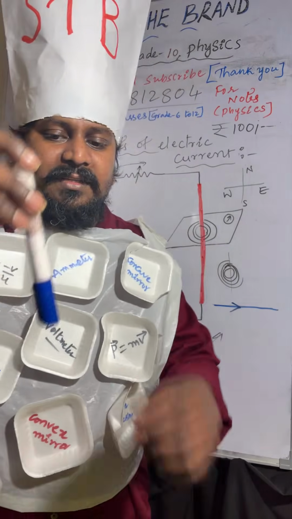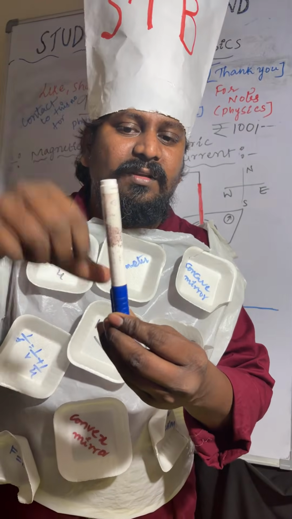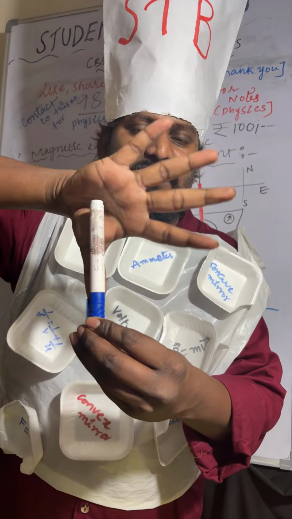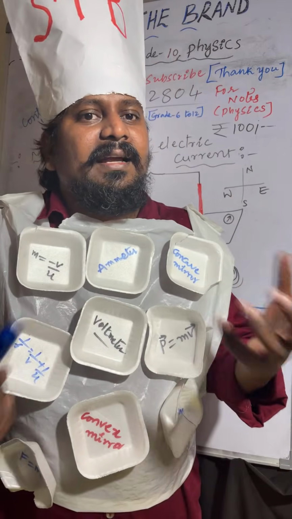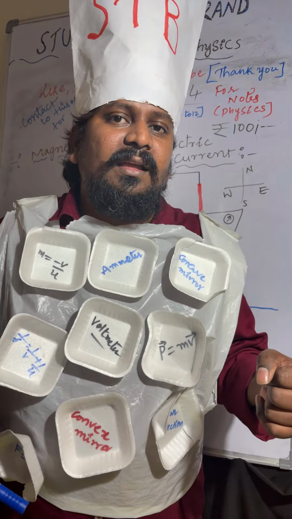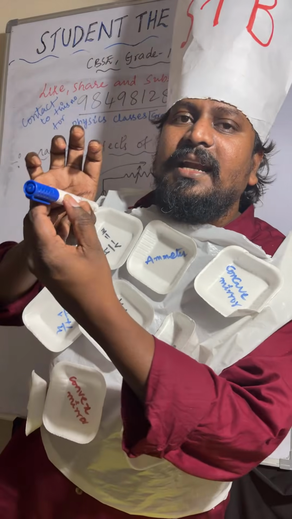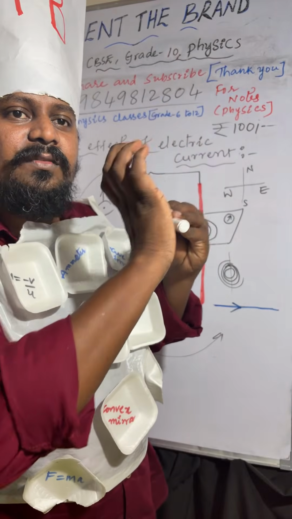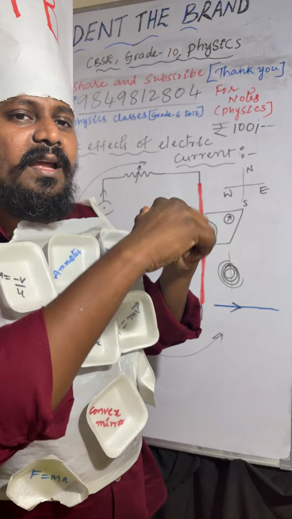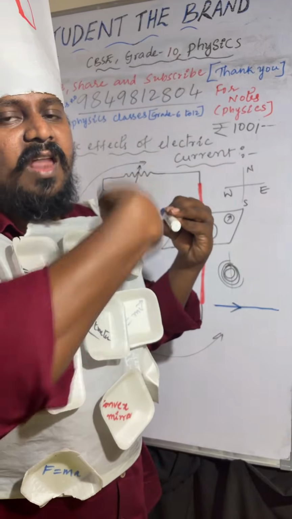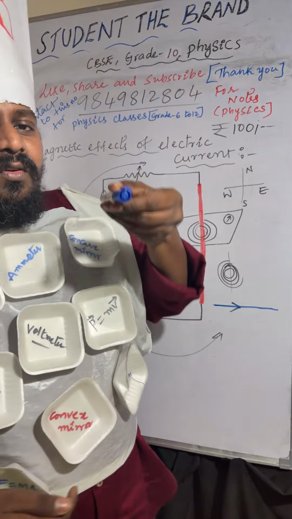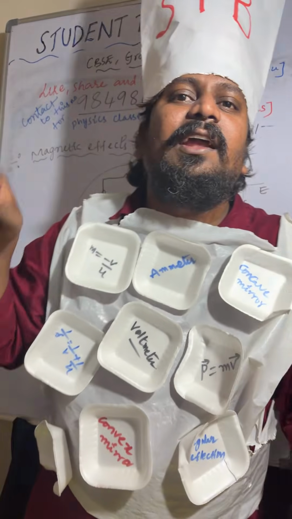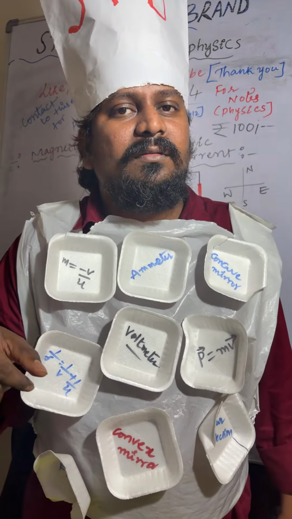If the current direction is downward like this, the magnetic field will be like this. In the case of clockwise and anti-clockwise, if the current is passing away from me, towards the board, the curly fingers will be showing the clockwise direction. If the current is moving towards you, then the curly fingers, folding fingers, in which direction? Anti-clockwise direction. Okay?